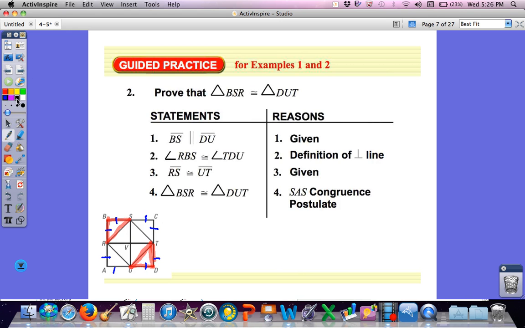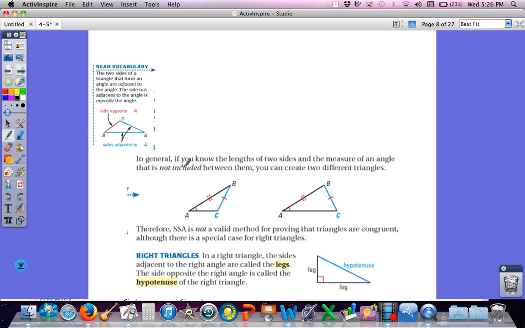RBS, these obviously have to be 90 degrees, because I was told that these are perpendicular lines. Also, I was told that this is a square, and the definition of a square is that these are right angles. So from side, angle, side, I can prove that these 2 are congruent. Okay? In general, if you know 2 sides and the measure of an angle not included, you can create 2 different triangles. So side-side-angle is not going to be a method of proving.